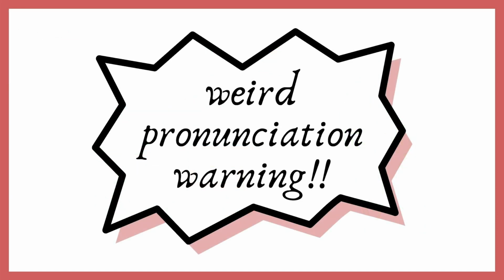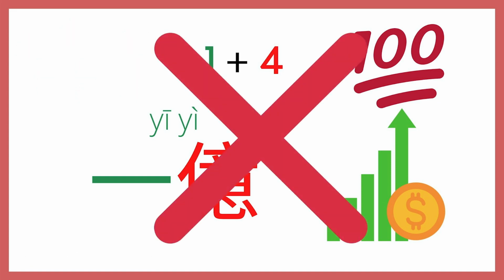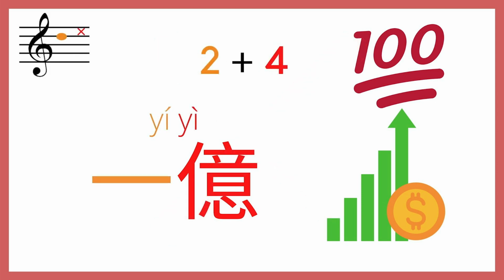Uh-oh, we have a weird pronunciation thing coming up. So the word 100 million in Chinese is made by combining the character for 1, yi, which is a first tone word, with the character for 100 million, yi, which is a fourth tone word. So do you pronounce it yi, yi? The answer, of course, is not on your life. Instead, when you have the word yi combined with a fourth tone word like yi, the yi changes to a second tone, like this, yi.